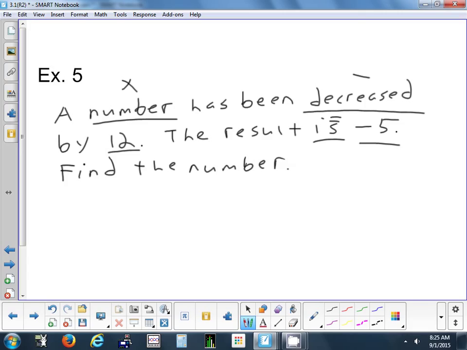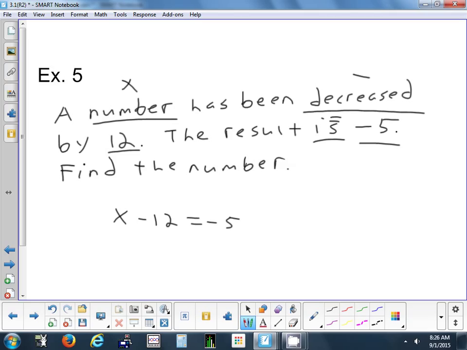So who thinks they can take all this and make it into an equation for me? Yeah, Logan? X minus 12 equals negative 5. Perfect. A number decreased by 12 is negative 5. That's it. Now we've got our equation. This is the hard part. Now we've got to just get x by itself using what we learned today. Okay, this one doesn't say to check. You just have to find the number.